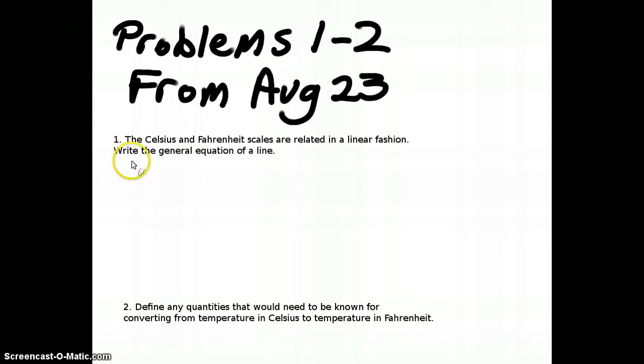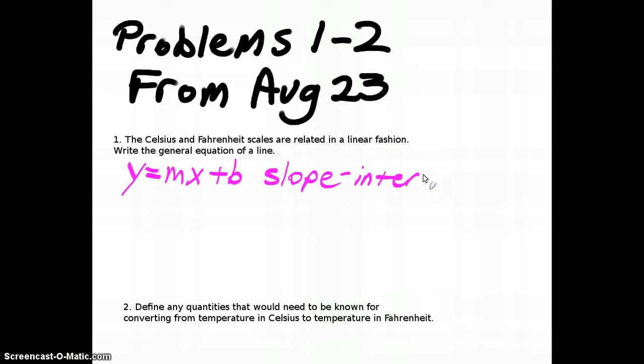Well, in problem number 1 we wanted to write the general equation of a line. And probably the most general equation that we can think of is one that you remember from 8th grade, which is just y equals mx plus b. And one person actually brought up that that was slope-intercept form, which is perfectly acceptable. So we would call this slope-intercept form right here.